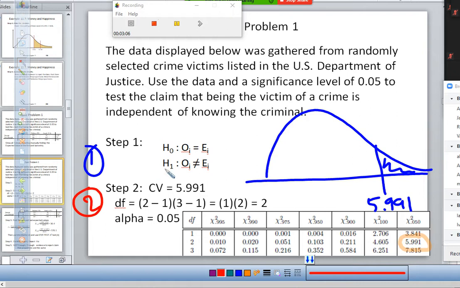So here, my degrees of freedom, I have 2 rows and 3 columns. So 2 minus 1 is 1, 3 minus 1 is 2, 1 times 2 is 2. So alpha is 0.05. Degrees of freedom 2, I'm going to take this one right here, 5.991. So I'm going to draw my nice little picture. Up, out, shade, 5.991, and we're kind of good there. So you guys should have that, hopefully.